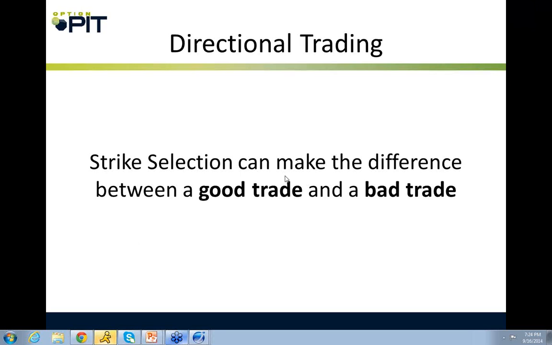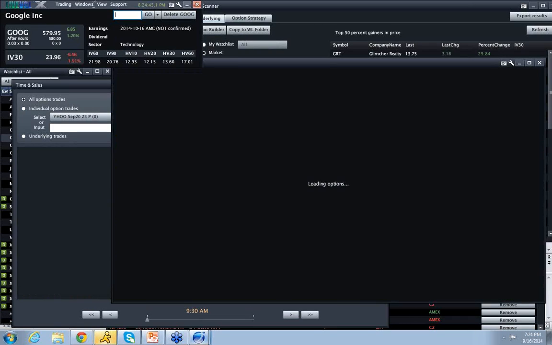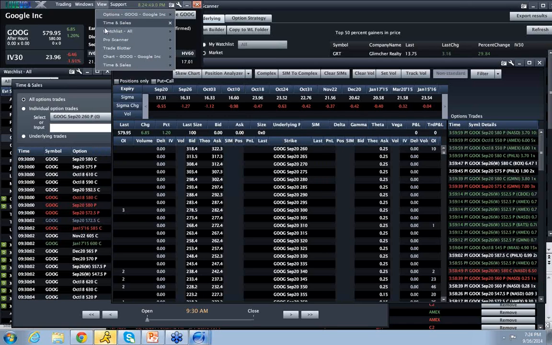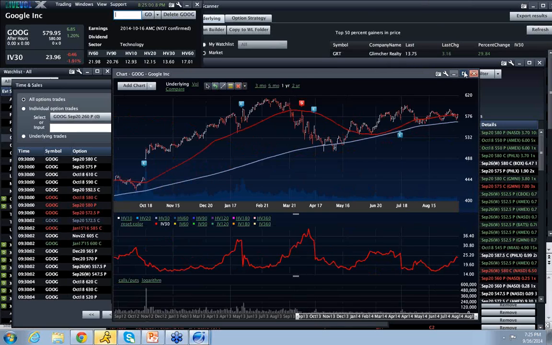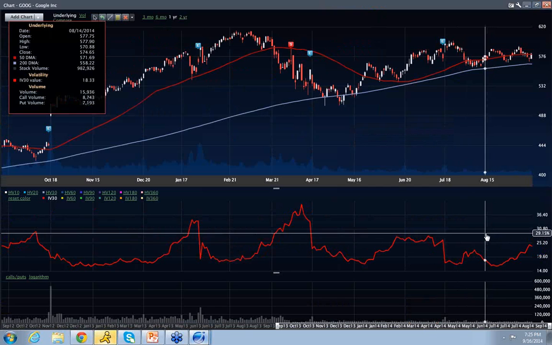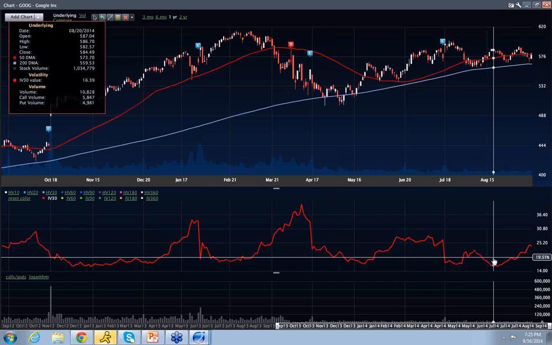Strike selection can make the difference between a good trade and a bad trade. It really is important. What is high vol? What is low vol? That is stock specific and index specific. You really need to look at the individual stock. Let's look at Google. Here's a one-year chart. You can see Google has patterns. High vol is going to be anything above 25. Low vol looks like anything below 19 and a half.